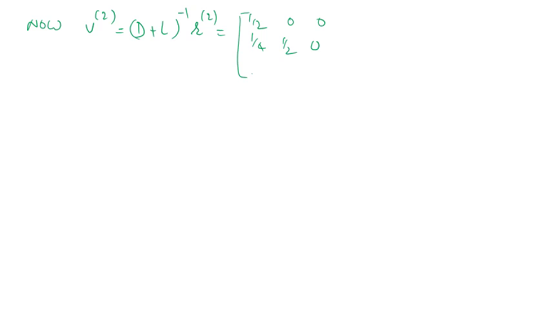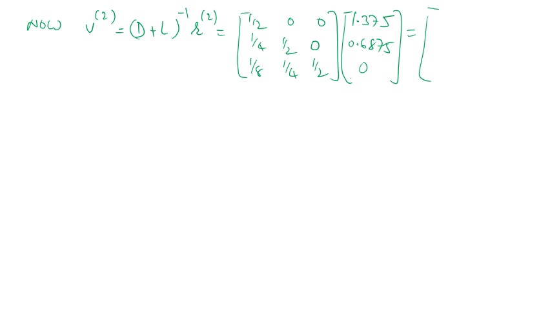Then next, V2. V2 equals (D plus L) inverse times R2, right? And you know (D plus L) inverse is [1/2, 0, 0; 1/4, 1/2, 0; 1/8, 1/4, 1/2], and R2, which we just calculated, is 1.375, 0.6875, 0. Taking the multiplication, we get V2 as 0.6875, 0.6875, 0.3438.